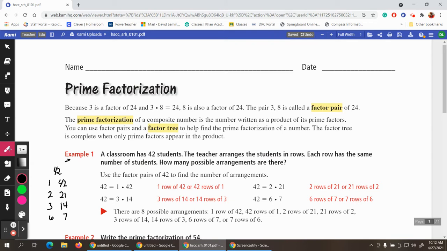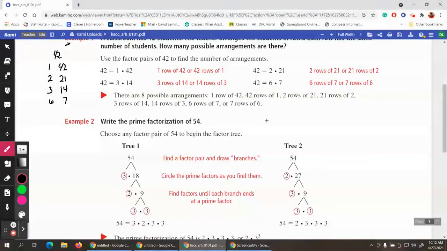So how many possible arrangements? You can have one row of 42 desks, or 42 rows of one desk, 2 rows of 21, or 21 rows of 2, 3 rows of 14, or 14 rows of 3, 6 rows of 7 desks, or 7 rows of 6 desks. So there are 8 possibilities.